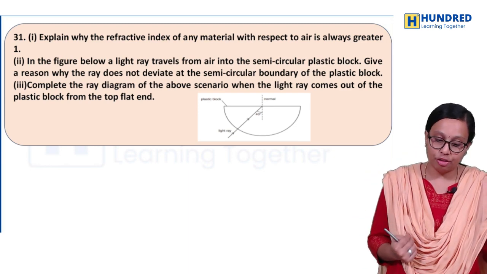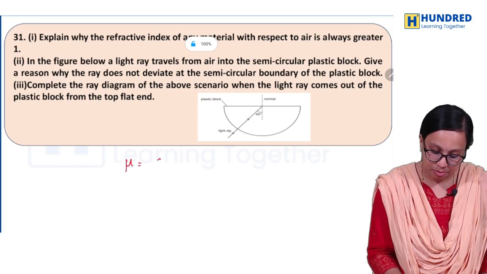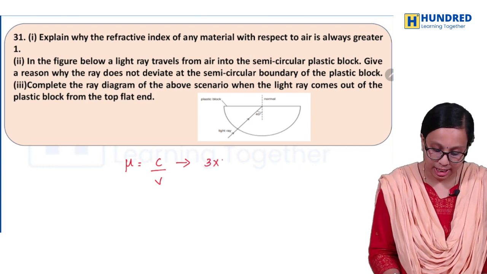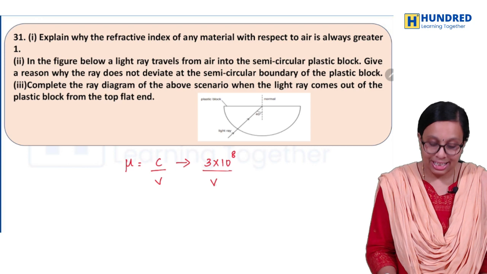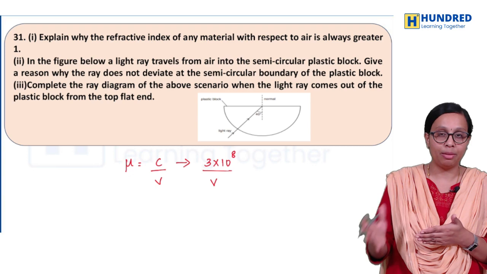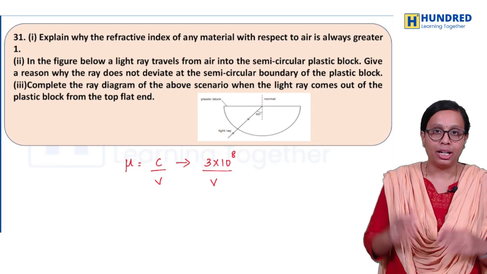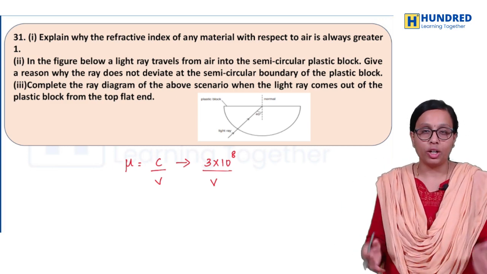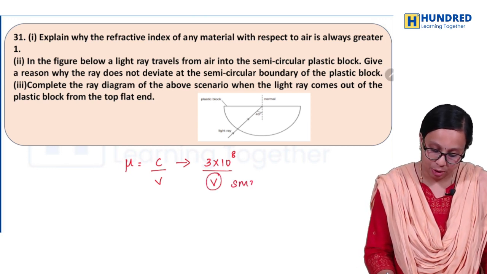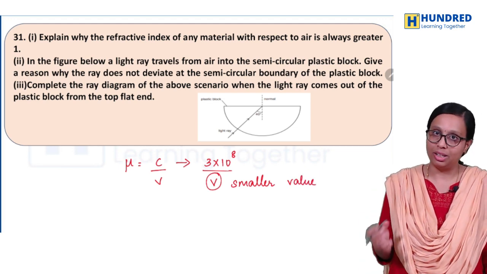Explain why the refractive index of a material with respect to air is always greater than 1. It's a very simple concept. Mu is equal to C by V. So the speed of light in air or vacuum is 3 into 10 to the power of 8. So when you enter into any other medium, it's going to reduce its speed. So in air or vacuum, you've got the maximum speed. When you enter into some other medium like glass or water, your speed will get reduced. So here, obviously, V is going to be a smaller value. So when you divide a bigger value with a smaller value, your answer is going to be greater than 1. So this is the answer.